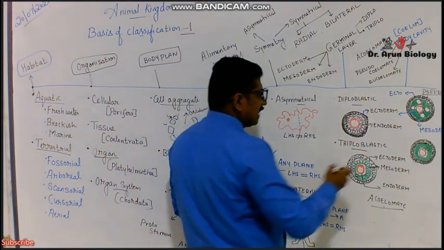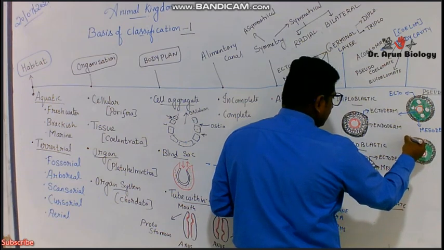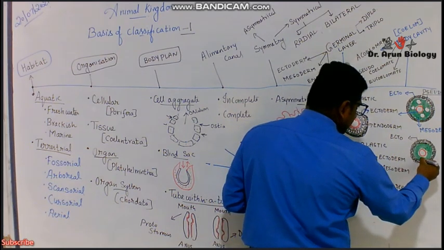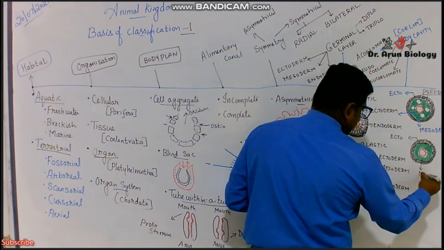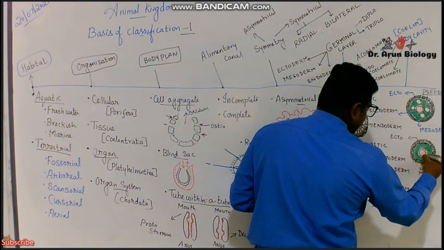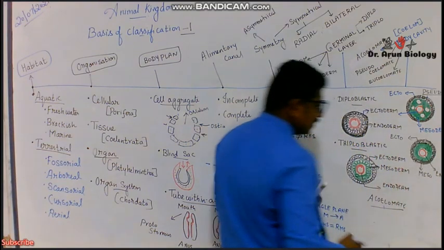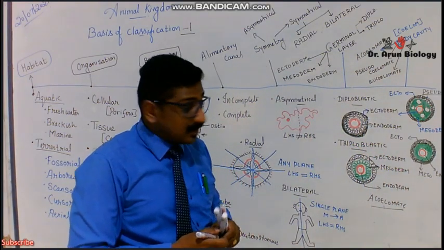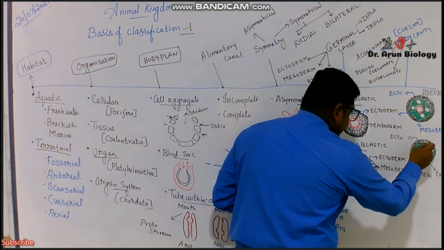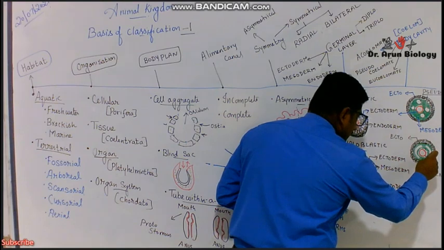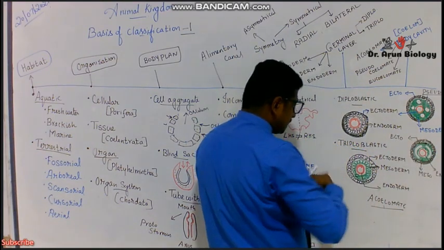Here also they have an outer layer, called the ectoderm. We have a middle layer called mesoderm. Then we have the innermost layer called the endoderm. So in this we have a complete and a true body cavity. We have a complete and a true body cavity present.